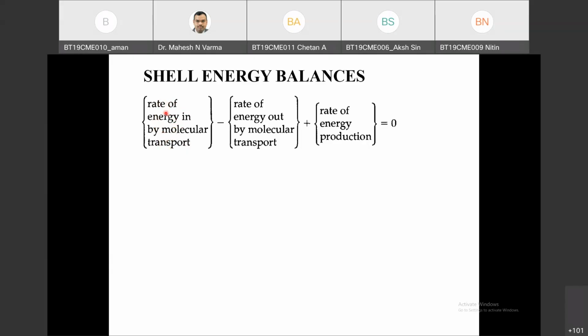This is 2 pi r L into QR at r. Very good. How to get the rate of energy out by molecular transport? 2 pi r L into QR at r plus delta r. Excellent, excellent.